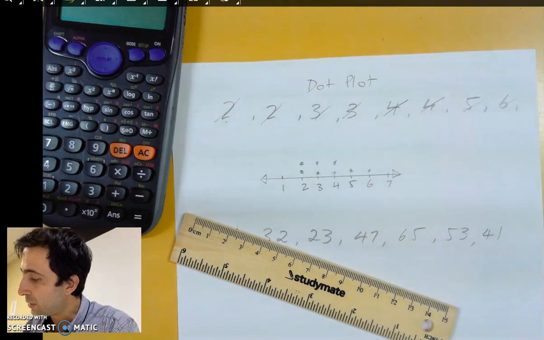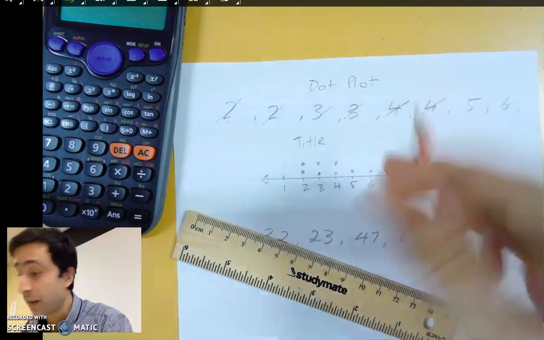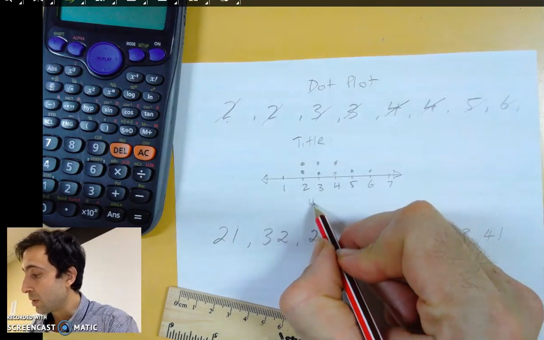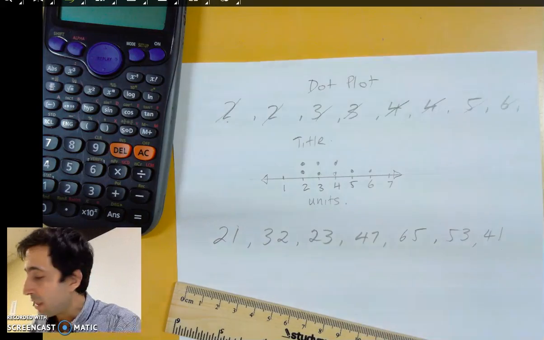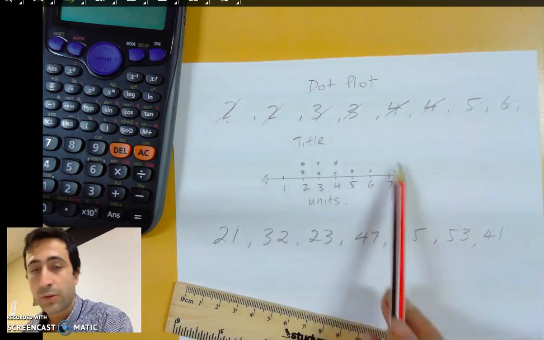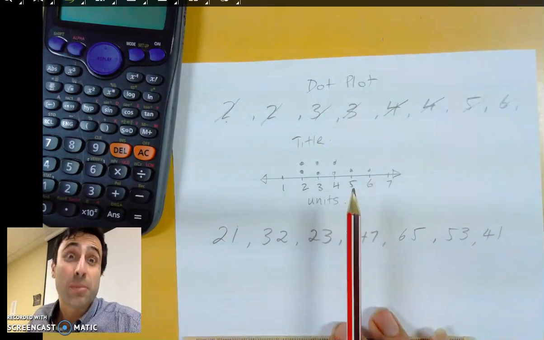I should always put a title and units down the bottom, or an axis title down the bottom. But what I'm trying to get at is this type of data is really good for numbers that are close together. The benefit of dot plots is that they're really simple.